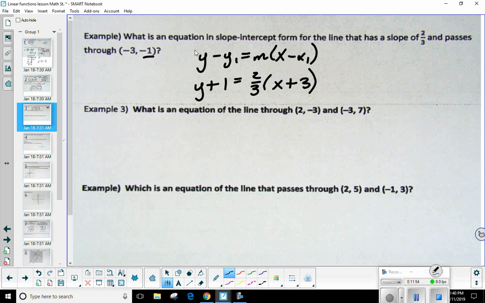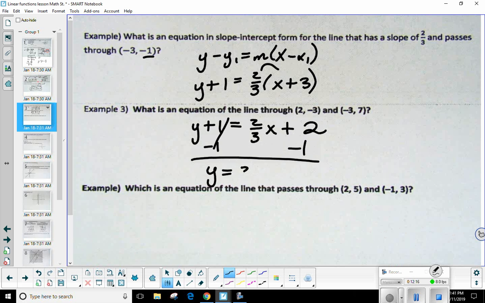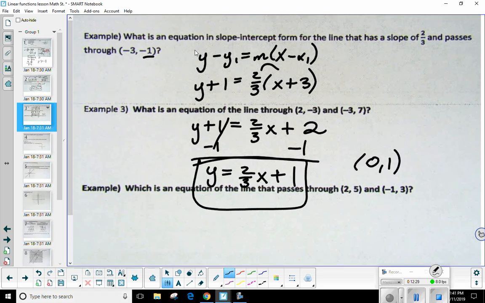Let's rewrite this. So what would I do if I wanted to put this in slope-intercept form? Distribute. Okay. So this would be y plus 1 equals 2/3 x plus 2. And then all we got to do is subtract the 1 over so that y is equal to 2/3 x plus 1. So you see, I still have the same slope, but I now know that the y-intercept would be at 0, 1. Okay. There we go. Everybody's okay with that?